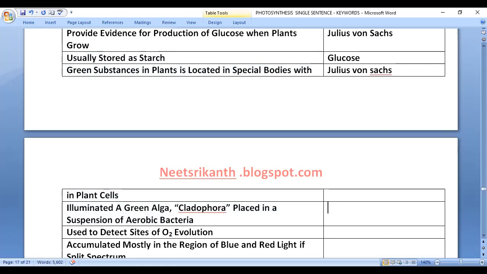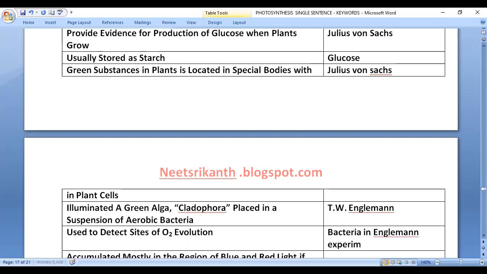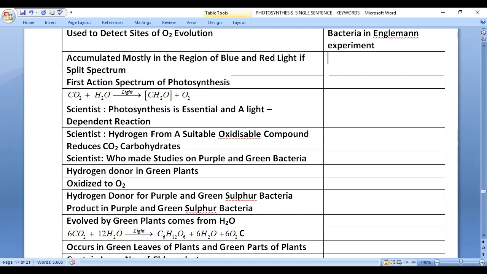Scientist who illuminated a green alga, Cladophora, placed in a suspension of aerobic bacteria: T.W. Engelmann. Bacteria were used to detect sites of oxygen evolution. They accumulated mostly in the region of blue and red light when the spectrum was split. This was the first action spectrum of photosynthesis: T.W. Engelmann.